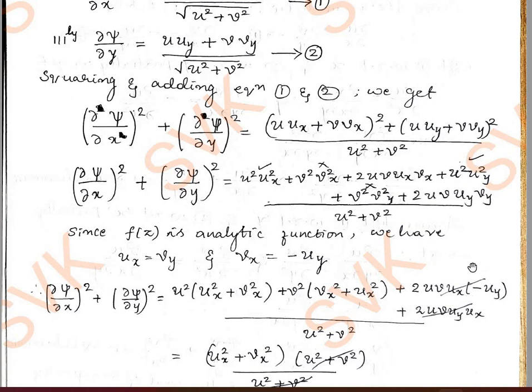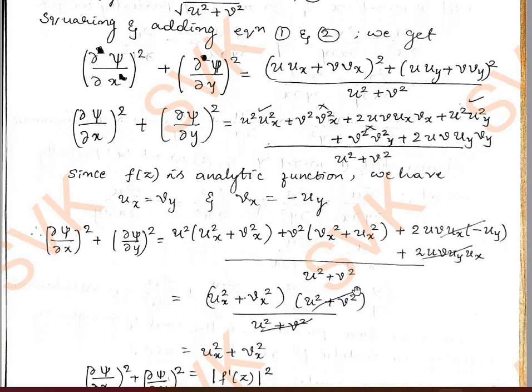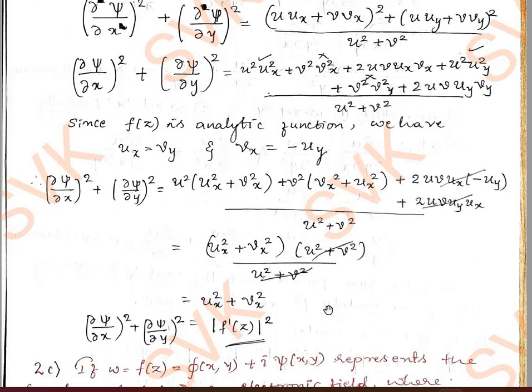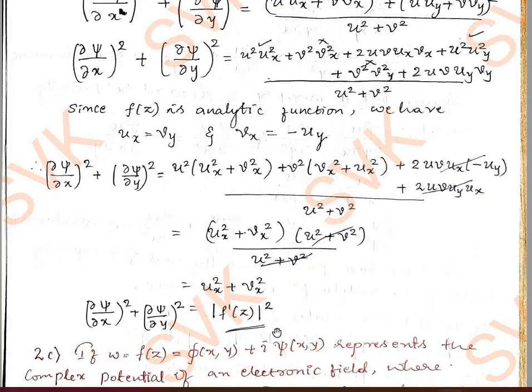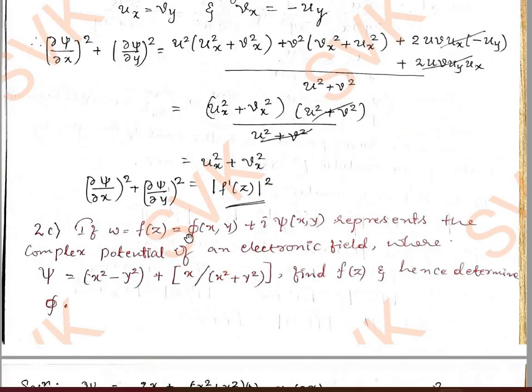Then these two terms get cancelled after substitution of the CR equation. We are going to get a common term, ux square plus vx square times u square plus v square, whole divided by u square plus v square. Both the terms get cancelled. We are left with ux square plus vx square. That is your modulus of f dash of z whole square. Hence it is proved.